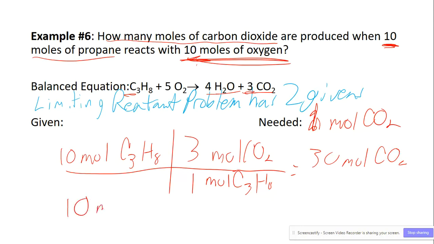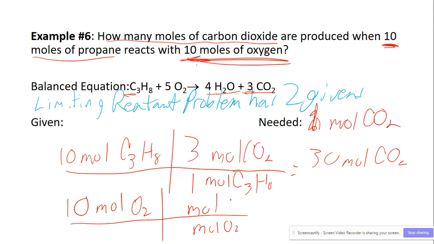And then we do the exact same thing because we had two givens, 10 moles of oxygen, and we figure out how much carbon dioxide that'll make. So we need moles of oxygen on the bottom, moles of CO2 on the top. The relationship there is there's a 5 associated with the oxygen and a 3 associated with the carbon dioxide. 30 divided by 5 is 6 moles of CO2.